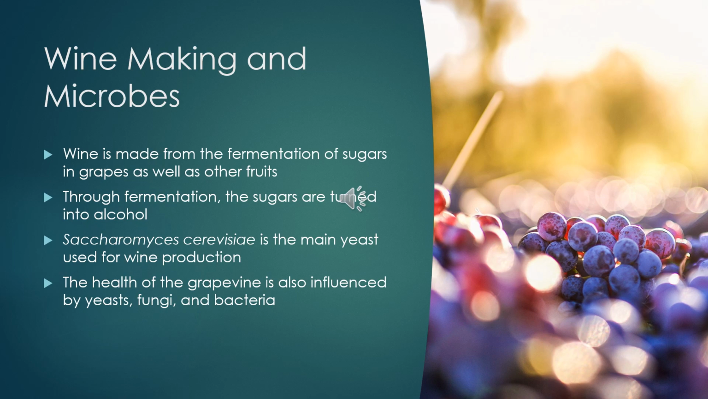And the health of the grapevine is also influenced by yeasts, fungi, and bacteria in the soil. So the microbes are not only key to the production of wine, but they also have an effect on the quality of the wine because of the microbes found in the soil in the vineyards that contribute to the health of the plant and the flavor of the fruit, which obviously affects the final product. So in addition to the sugars being metabolized by the yeast and becoming alcohol as the byproduct, more microbes are in play here because the quality of the fruit depends on microbes in the soil keeping the plant healthy.